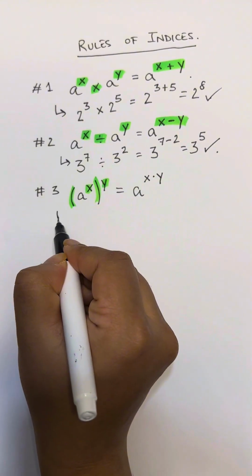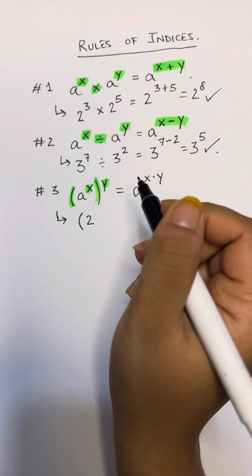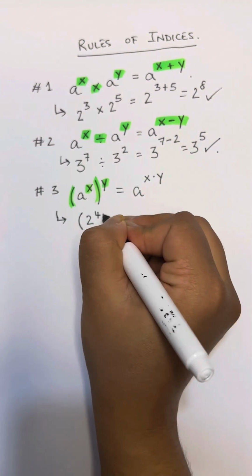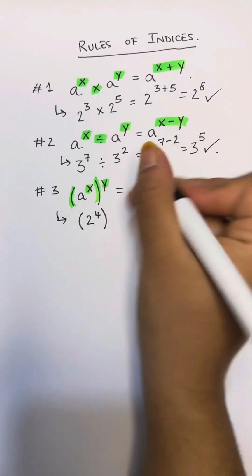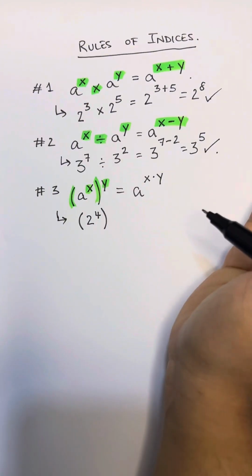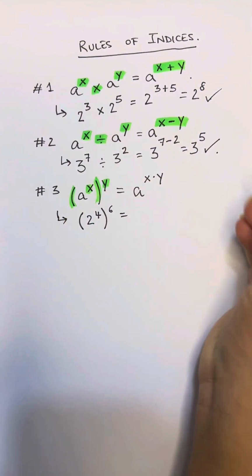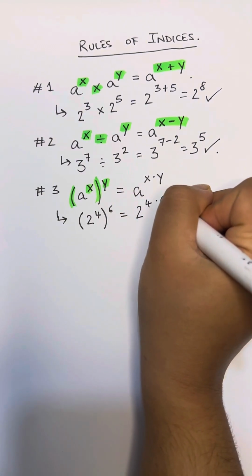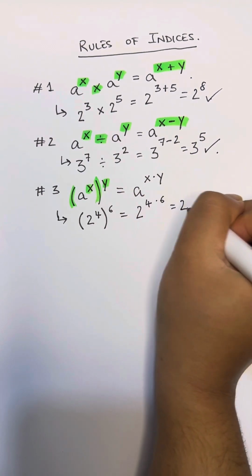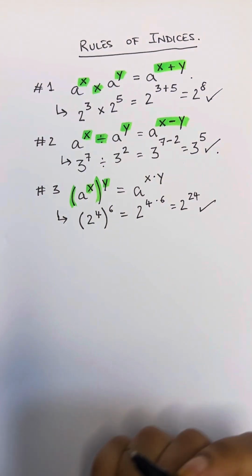For example, 2 to the power of 4, and then we have another number outside the bracket, which is say 6. So that's going to be 2 to the power of 4 times 6, which is 2 to the power of 24. And that's the correct answer.